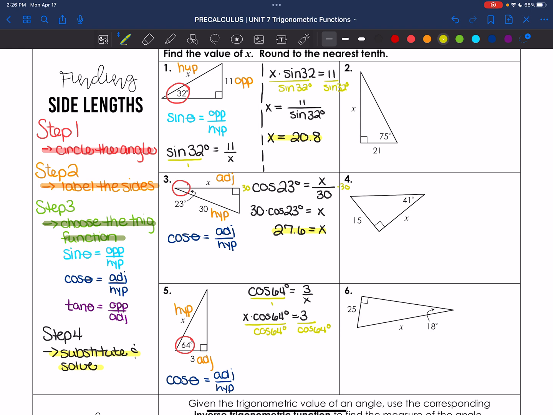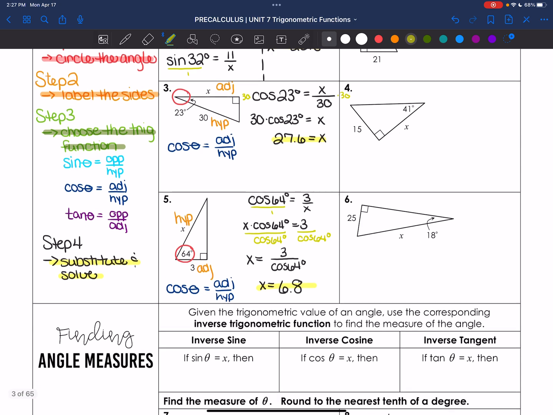And then into our calculator, we can go ahead and type 3 divided by cosine of 64 degrees. And that will give us the measure of our hypotenuse. And what is that going to be, ladies and gentlemen? That will be 6.8. So these have been examples where we are finding side lengths.